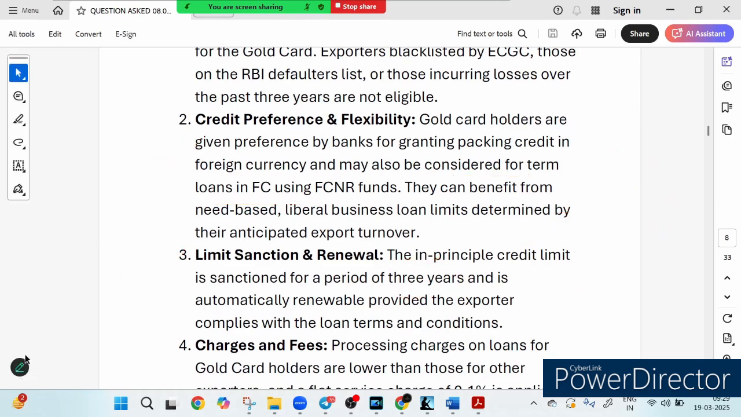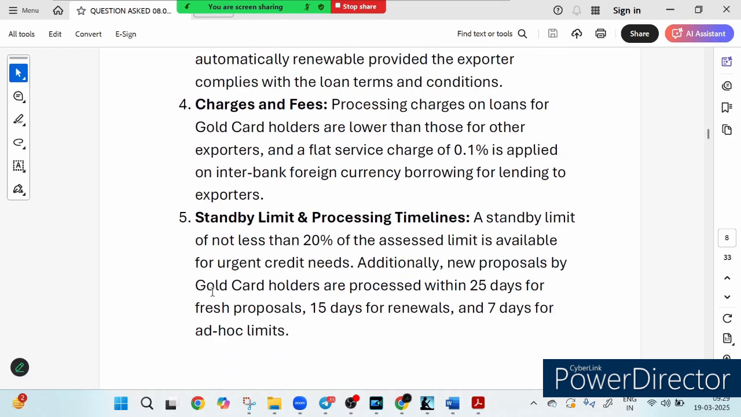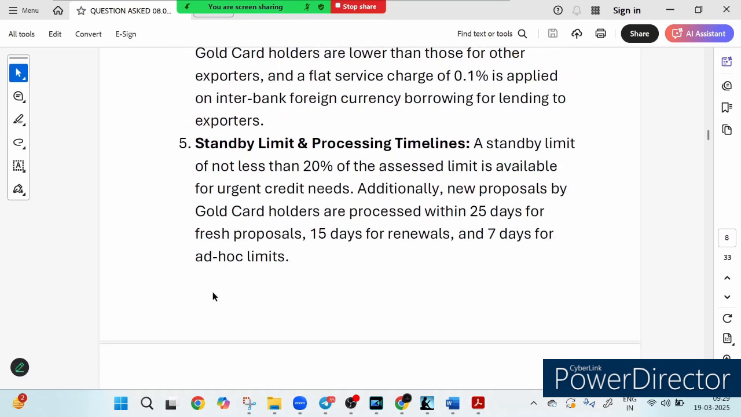Till now we have seen that 1, 2, 3 are correct. What about statement number 4? This is also correct. It says that the gold card scheme offers a standby limit of at least 20% of the assessed limit for urgent need. Yes, correct. So loan processing is faster for the gold card: 25 days for a new loan proposal, 15 days for renewal, and 7 days for ad hoc treatment. So if you need an urgent loan of 50 lakh, the bank will process your application within 7 days instead of the usual timeline. So this is also correct.